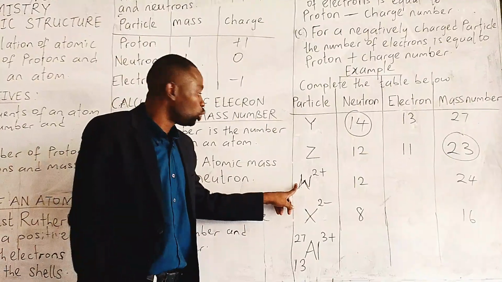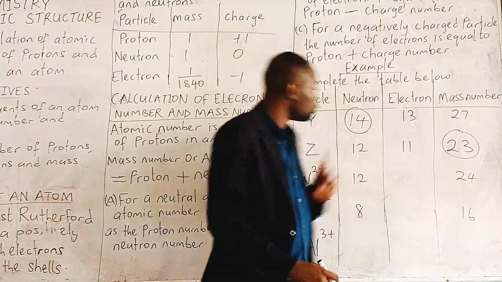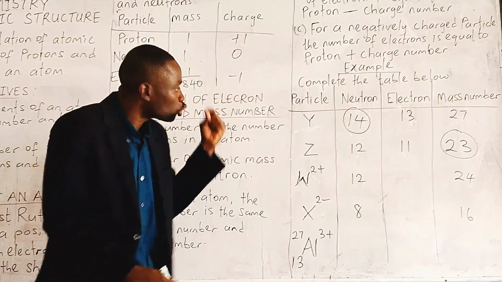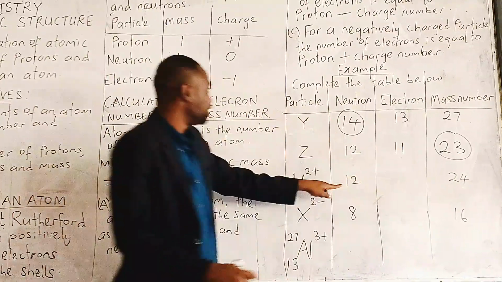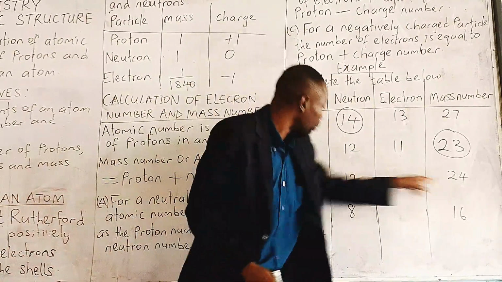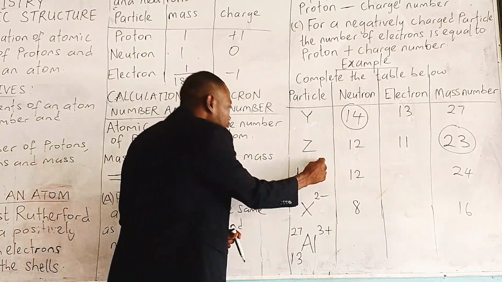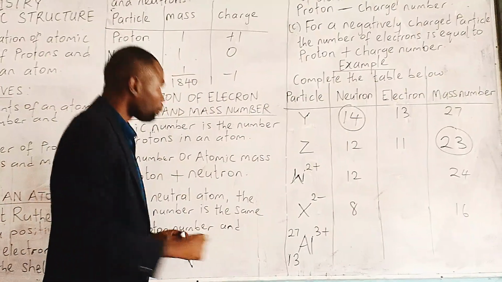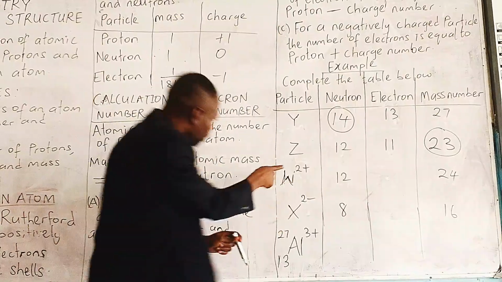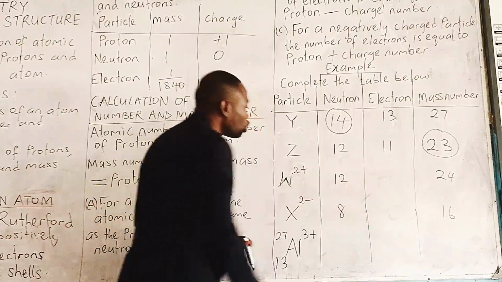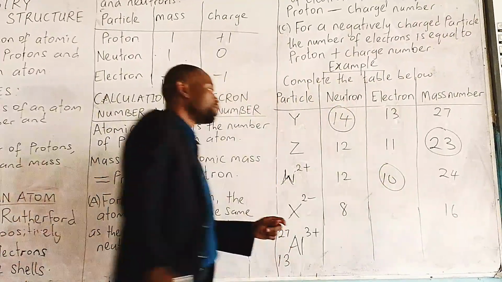Now, for the third particle, W2+, I have the neutron number and the mass number. So with these two pieces of information, I can get my proton number. Proton number for W will give me mass number minus neutron number. 24 minus 12 gives me 12. Now, I cannot write the 12 here. Why? Because this is a positively charged particle. The number of electrons is equal to the proton number minus the charge number. So the answer here is 12 minus 2, and that gives me 10.